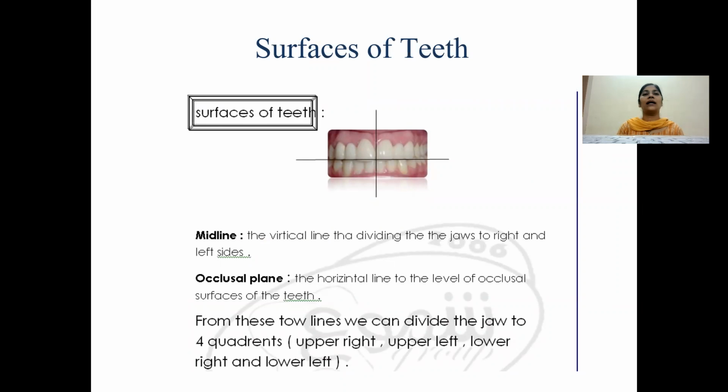And there is a horizontal line that represents the occlusal plane, and this is seen at the level of the occlusal surface of the teeth. With this midline and the occlusal plane, that is the vertical line and the horizontal line, we are dividing the jaws into 4 quadrants. These 4 quadrants are upper right, upper left, lower right, and lower left.